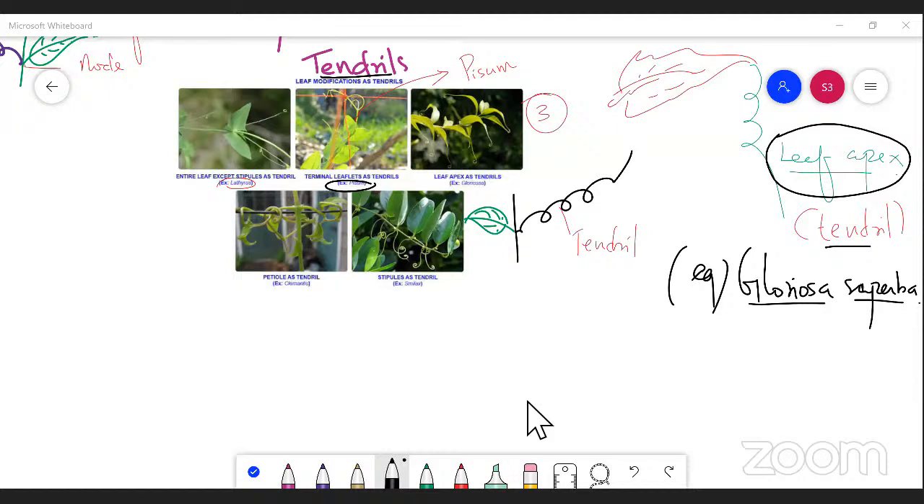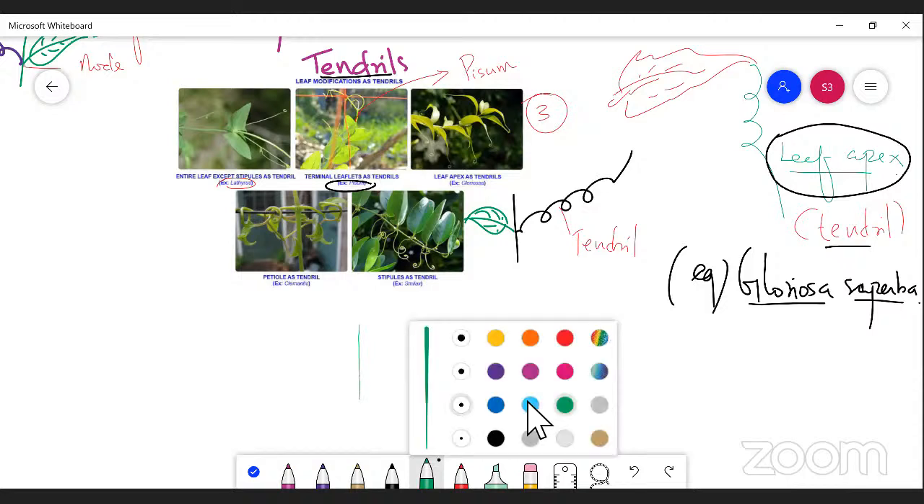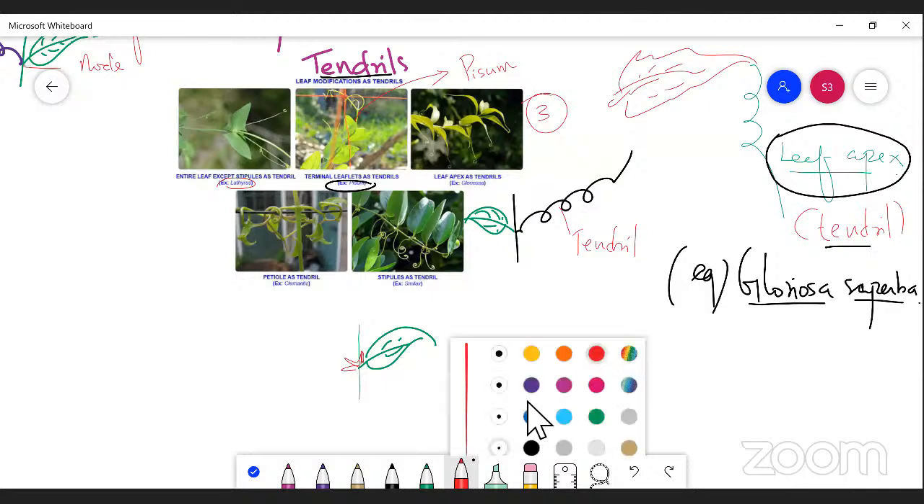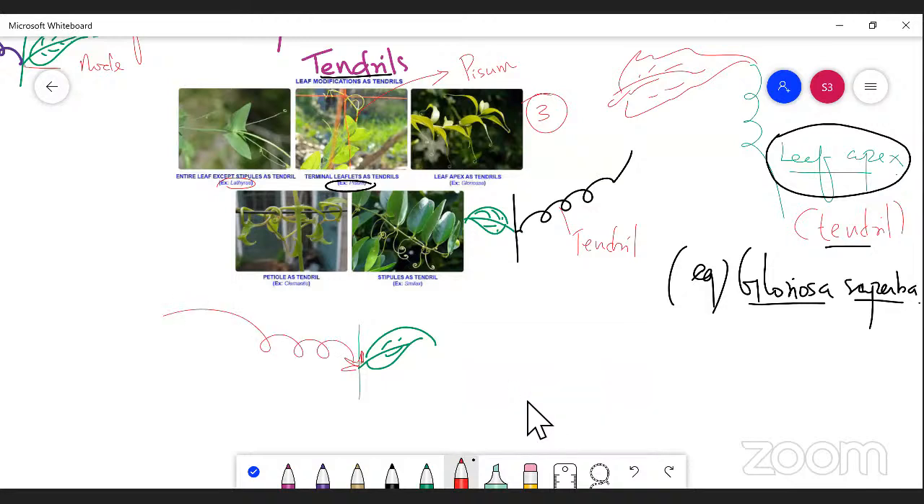And one more. Sometimes the stipules are modified into tendrils. What is a stipule? My dear student, please understand. Now this is a plant in which the leaves are there, right? Repeatedly I am drawing leaves. Here there is a pair of stipules. The stipules are modified into a coil-like structure. These coil-like structures are called tendrils.